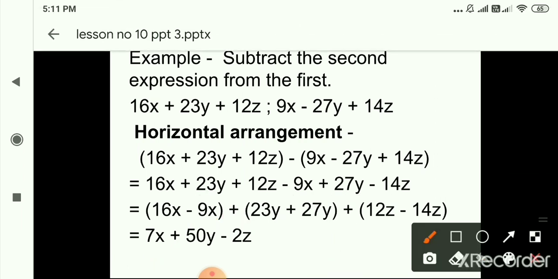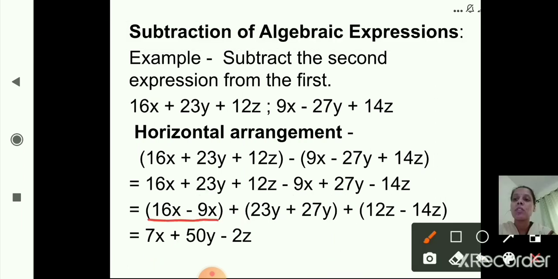Yes, the first bracket we have solved. So what is the answer? 7x. Now we will solve the second bracket. 23y plus 27y. Do the addition. 23y plus 27y is 50y. So 50y. Now we will solve the third bracket.